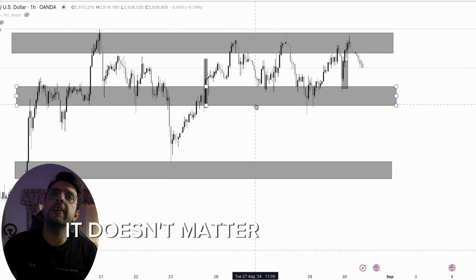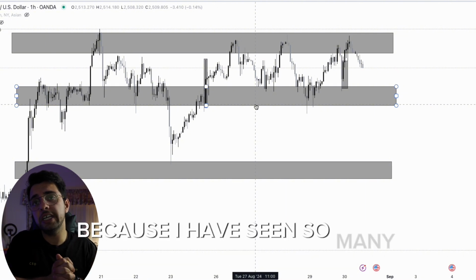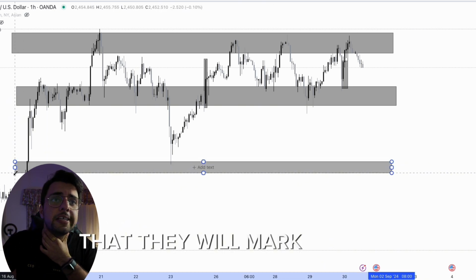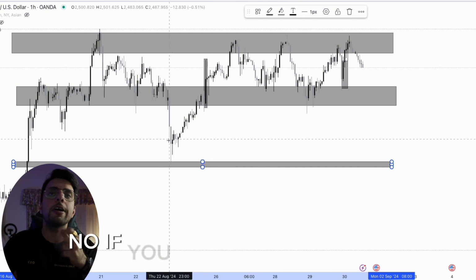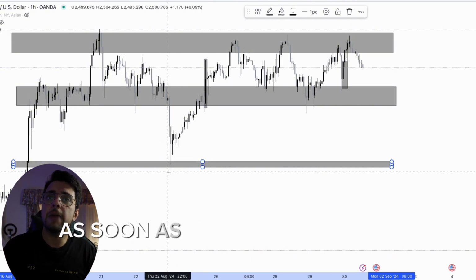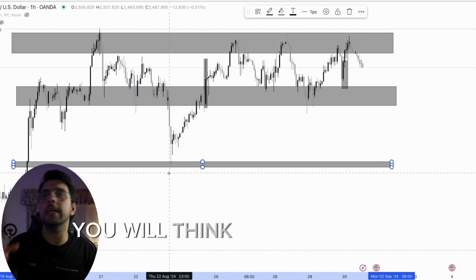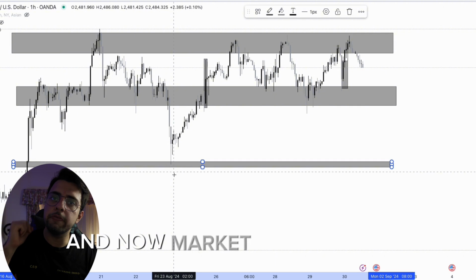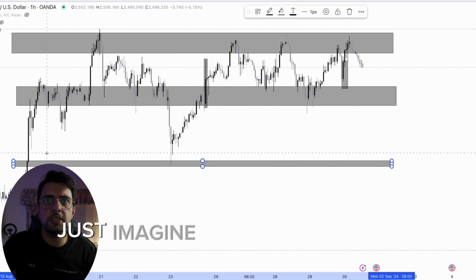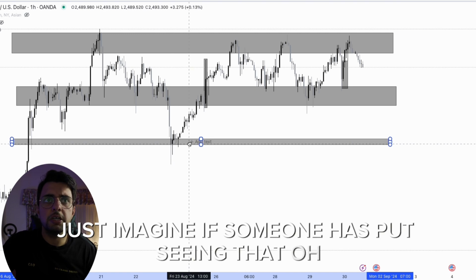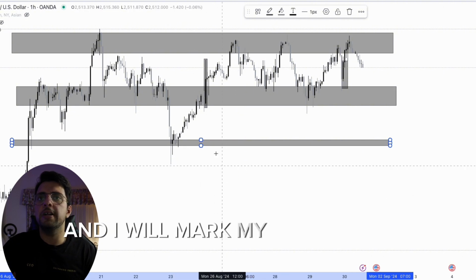It doesn't matter whether the demand zone is broad or small, because I have seen so many traders who mark their supply and demand zones like this. No, if you are marking like this, as soon as the market breaks your zone, because you haven't marked your zone right, you will think that the market is breaking the zone, and now the market will continue. For example, I'll show you on the screen. Just imagine if someone sees that there were multiple rejections on this point, and marks their demand zone here.